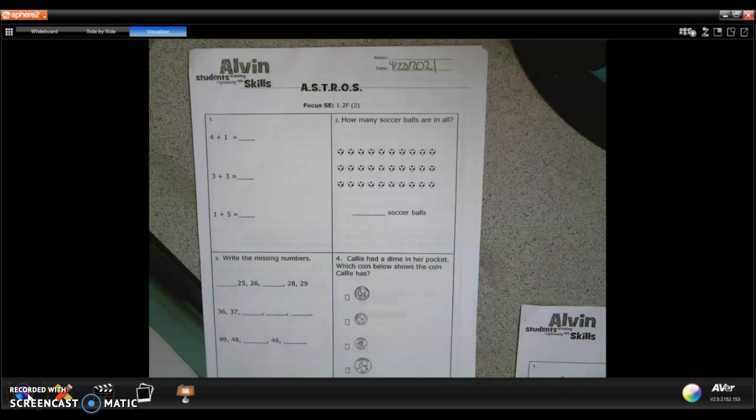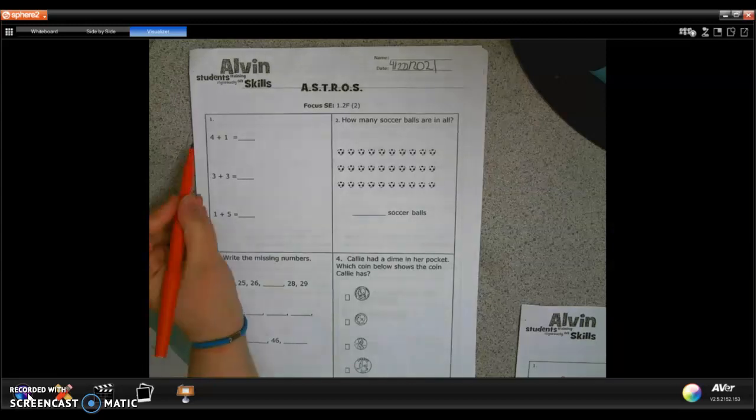Today we're going to be doing 1.2F2. So for our first three problems, you're going to solve them like you always do. However you want to do that, you can use counters, manipulatives, math tools.